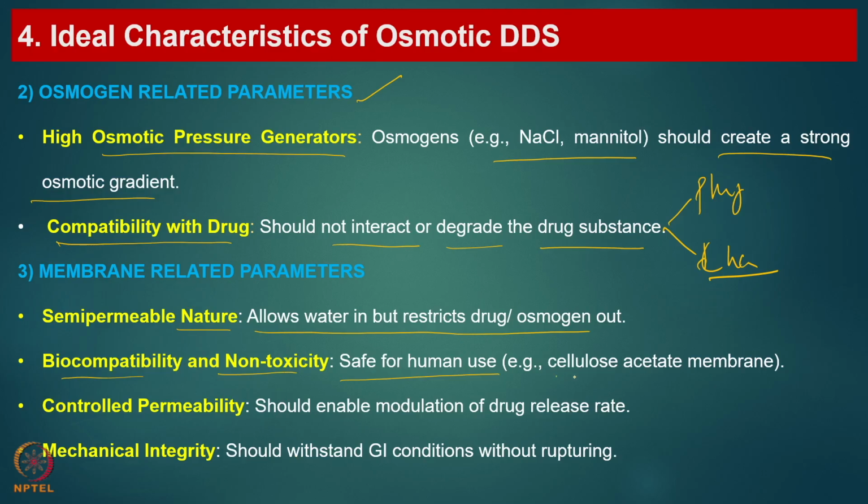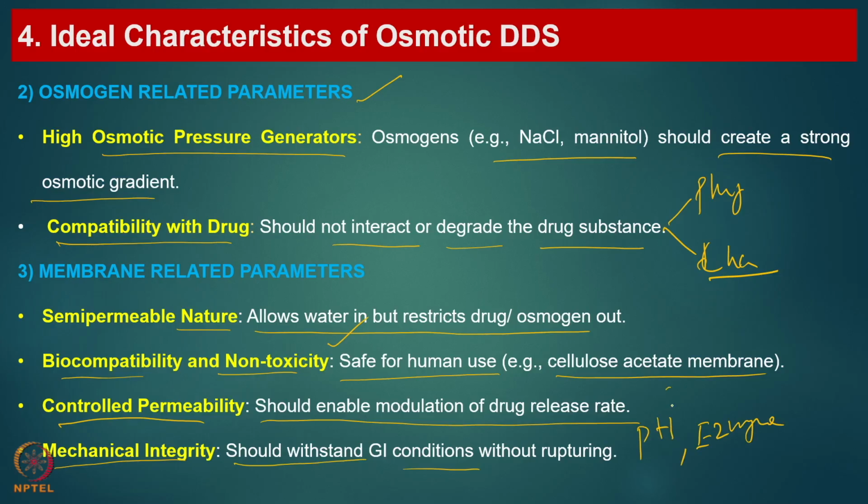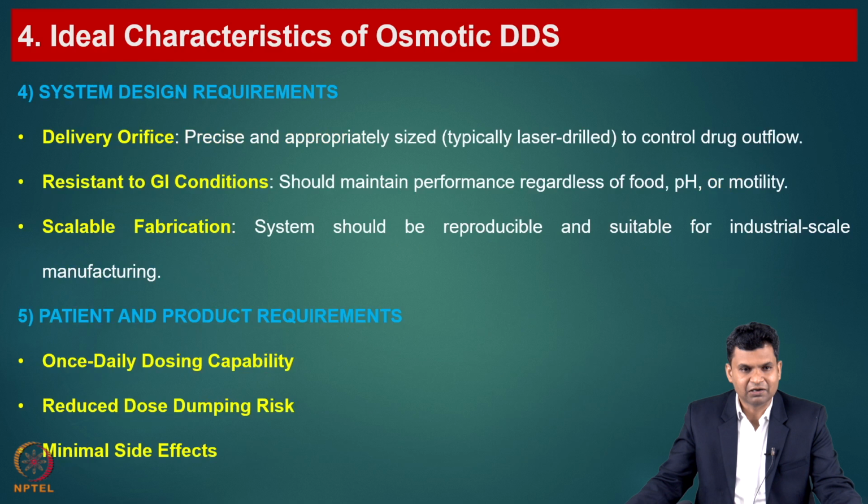Whatever material you are using, like cellulose acetate membrane or any other material, needs to be safe for human use. Controlled permeability should enable modulation of the drug release rate. Mechanical integrity is very important: the membrane should withstand GI conditions, whether pH, enzymes, or any chemical reaction with the membrane, without rupturing. Otherwise, if there is any problem with mechanical integrity, the drug will be released and dose dumping follows. So that can be avoided.